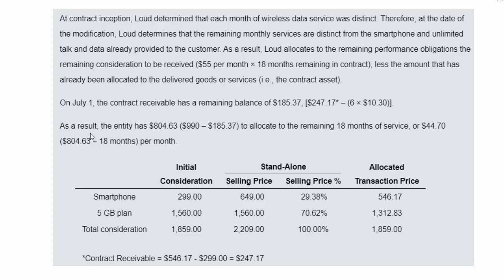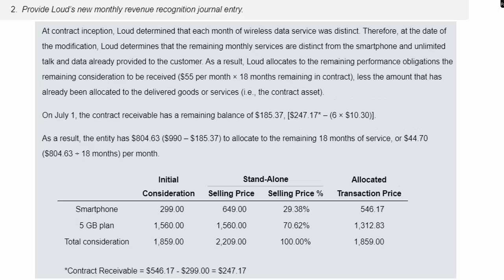Okay, so as a result, the entity has $804.63 less to allocate to the remaining 18 months of service. All right, $990 represents $55 per month, right, times 18 months. That's where the $990 comes from. So that's the remaining consideration less the $185.37 that we just calculated. And so we have to allocate that to the remaining 18 months. So if we divide that $804.63 by 18 months, the final amount of the journal entry that we have to make is $44.70. And that was the original question.